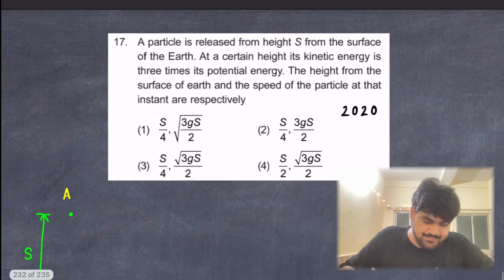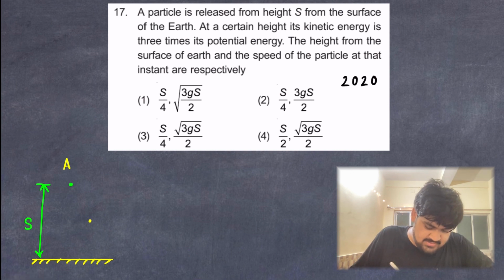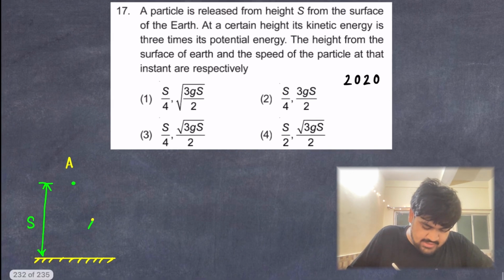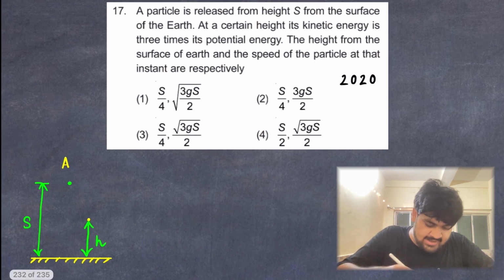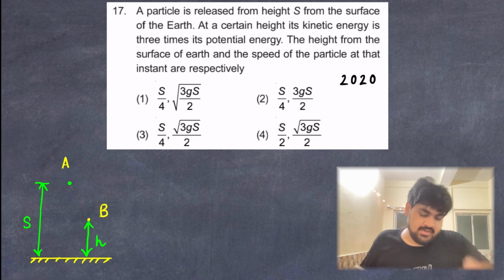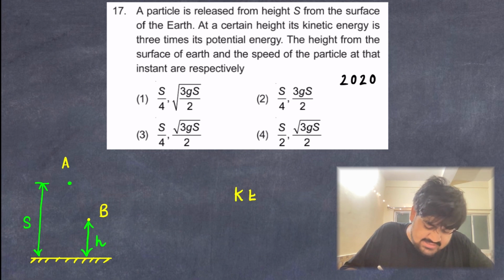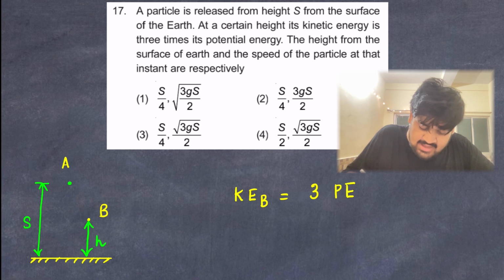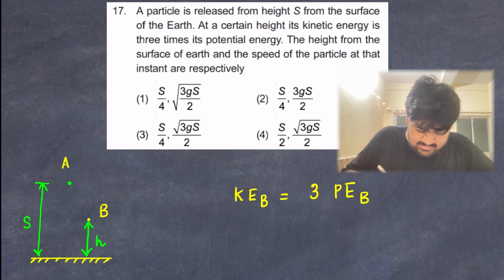Okay, so let the certain height be a value of h from the ground. Okay, so at this point, let us name this point as point B. What they are telling is that at this point B the kinetic energy at B is 3 times the potential energy at B. Okay, suppose at the point B we have velocity. Suppose at the point B the velocity of the particle is v.